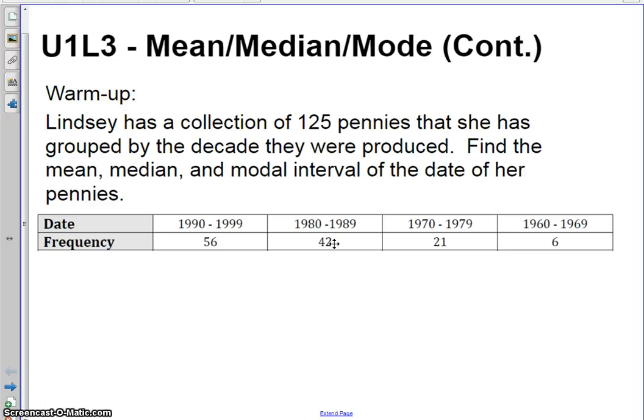But first off, here's a bit of a warm-up that stems from last night's homework. We have a collection of 125 pennies, and they've been grouped by the decade they were produced. Looking at this collection of 125 pennies, we want to find the mean, median, and modal interval of the date of the pennies. What I'd like you to do is try this on your own first as a warm-up, and when you have all your answers done, push play again, and we'll go through the answers together.